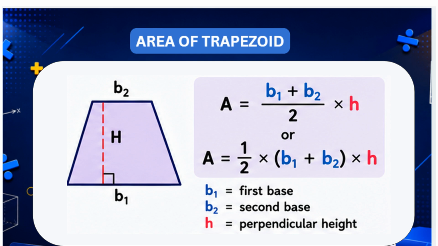Let us review the trapezoid formula once more. The area of a trapezoid equals 1/2 times the sum of base₁ and base₂ times the height. Remember the three measurements we need: base₁, base₂, and perpendicular height. Do not use a slanted side as the height unless it is actually perpendicular to the bases.